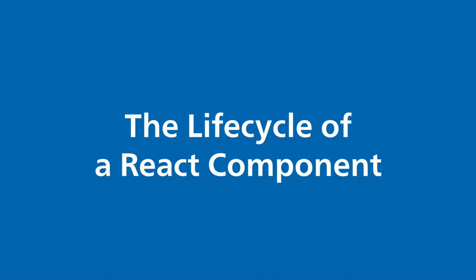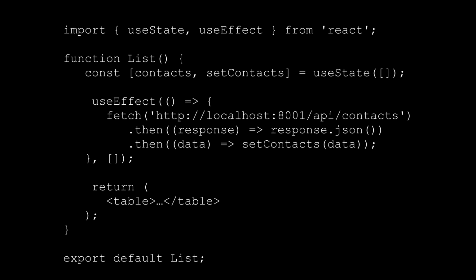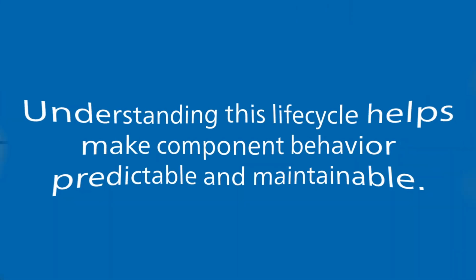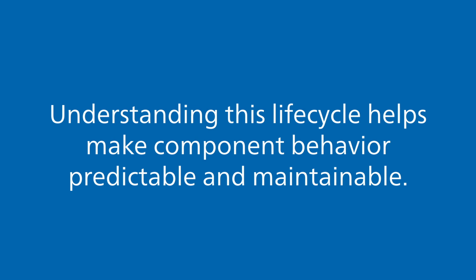React components go through a lifecycle that includes mounting, updating, and unmounting. The useEffect hook can be configured to run code at each of these stages. For example, adding a cleanup function allows developers to handle unmounting logic, like clearing timers or unsubscribing from data streams. Understanding this lifecycle helps make component behavior predictable and maintainable.